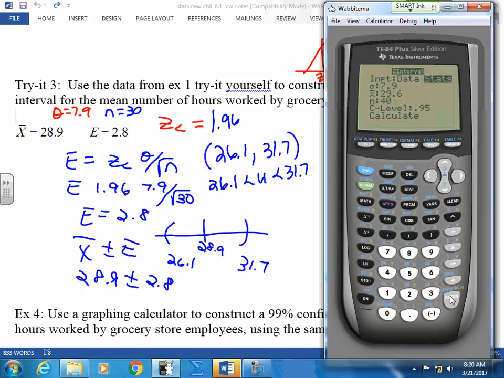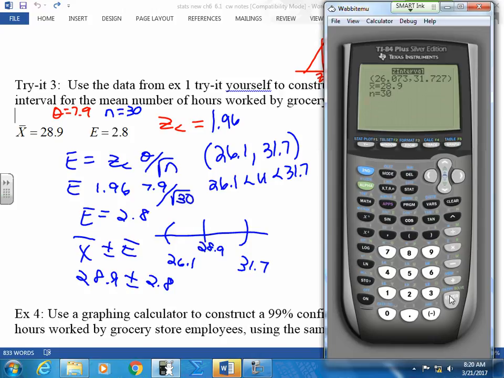So I come down here, data means I could go right to my L1, since you put it in your L1. But I'm going to enter my information. So I enter my information, there's my standard deviation, here is my 28.9, N is 30, my confidence interval, enter with a decimal. You do not have to look up your ZC, your calculator does it, and you say calculate. There's my interval. Just round it to 1 decimal. So this becomes 26.1. This becomes 31.7.